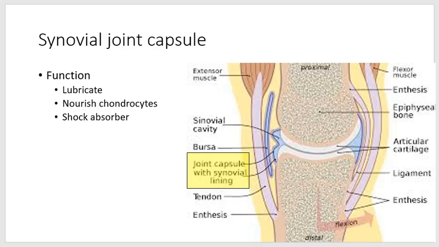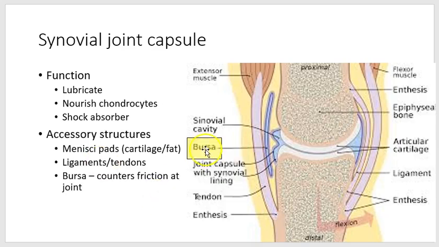Associated with a lot of your synovial joints, you're going to see stuff like bursa, which are sacs that counter the friction that can happen in this structure. Sometimes you have a meniscus pad or menisci pads. Pads of cartilage and fat, especially in your knee, you have meniscus, and then of course lots of ligaments and tendons.